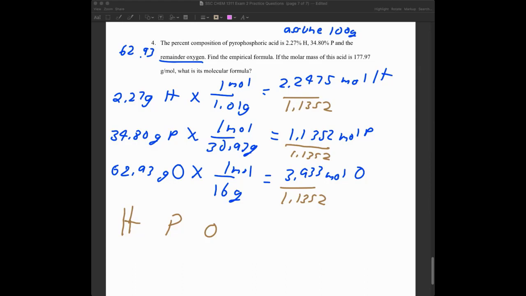Yeah, H is 1.979, so we can assume that's 2, okay? We can assume that's 2. And what about P? P is 1 and O is 3.5. Okay, yeah, so P is going to be 1, right? And then O is going to be 3.5.